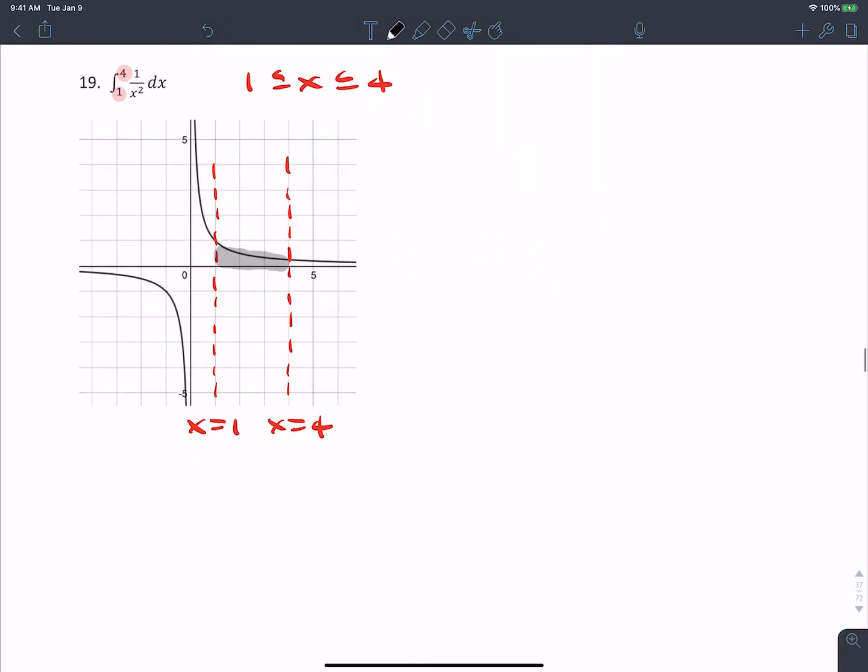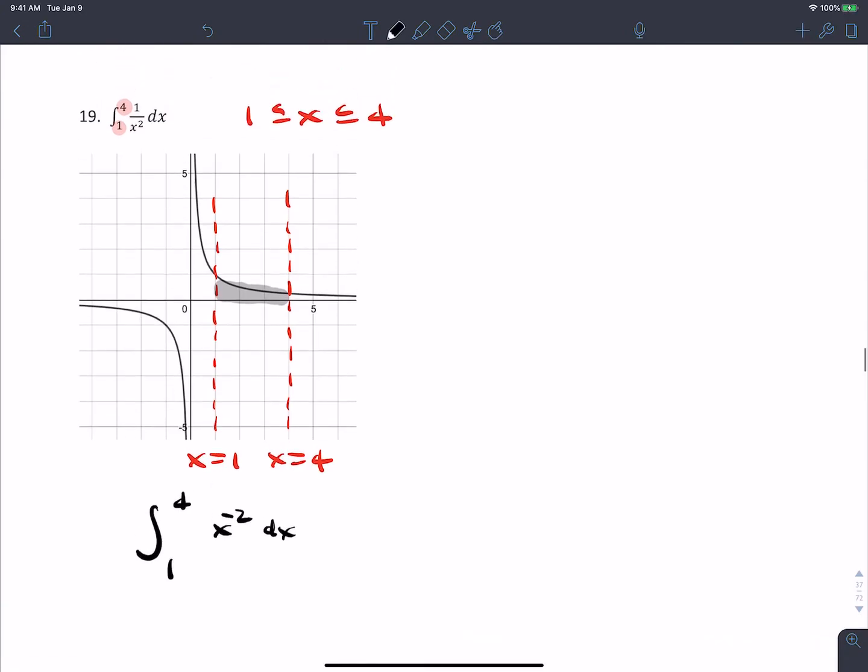All right. 1 to 4. Now we put x to the minus 2. Is that true? Why do we do that? So you could do the power rule. Is that right? Okay. So this would be x to the negative 2 plus 1 over negative 2 plus 1, from x is 1 to x is 4. So isn't this negative 1 over x, ladies and gentlemen? Double check, is that negative 1 over x?